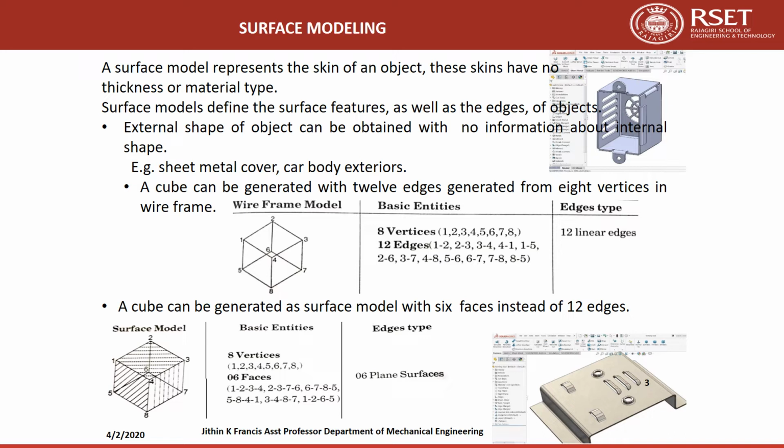But a cube that is generated in a surface model has 6 faces instead of 12 edges. It has more information than a wireframe model. So in a surface model there are 8 vertices and 6 faces, and each face is connected with 4 edges. So you have a better idea about the model. A surface model gives information about the vertices, faces as well as the edges.